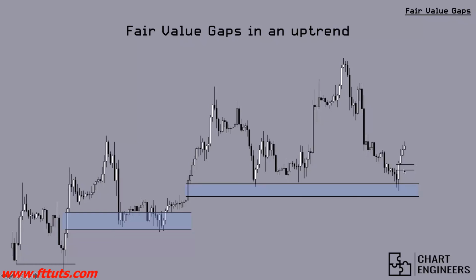Here, a little fair value gap. You can see blue shaded area, and price taps into it, push away. Another fair value gap right there, pushes back into it, pushes away. One more time, pinpoint reaction, and push away. So this is an example of the effectiveness of fair value gaps in an uptrend, where we can anticipate higher lows to be formed.